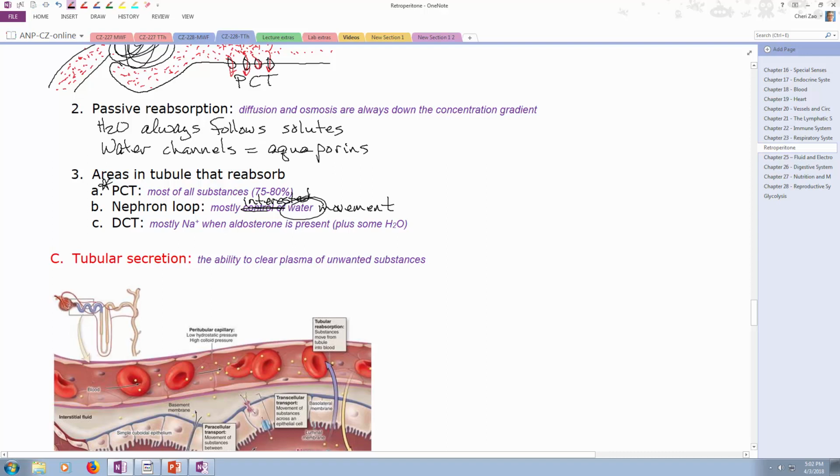And the water movement is out of the filtrate back into your system. In the DCT, or distal convoluted tubule, we will be able to take up even more than normal the amount of sodium when aldosterone is present. So we reabsorb sodium. Sodium's in the filtrate, we reabsorb it, we put it back into our bloodstream, and whenever we put sodium back into our bloodstream, which is an ion or a solute, we will also get some water following that.